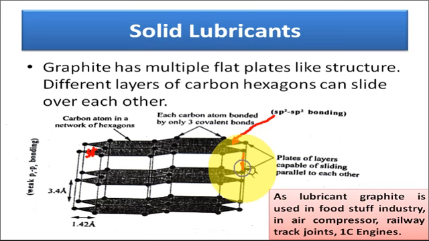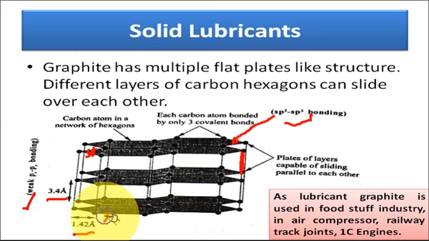So this is the flexible bond, which is formed by the overlapping of the pz orbital. So this is the weak bond and the flexible bond, and the bond length of this bond is 3.4 angstrom, while sp2 bonds, which are the hexagon bonds, have a bond length of 1.42 angstrom. So this is the stronger bond, and this bond is the weaker bond.